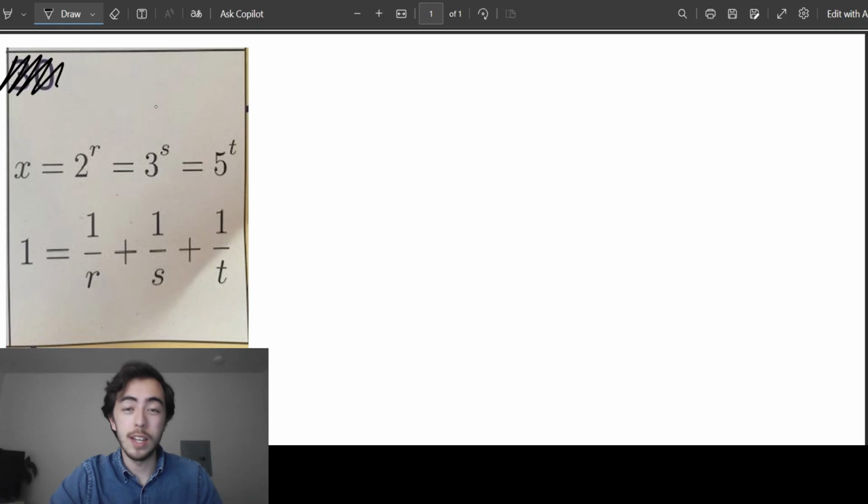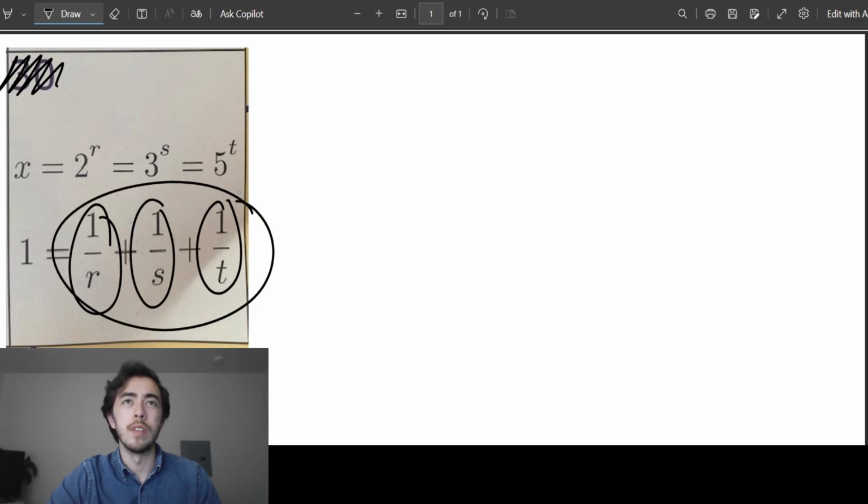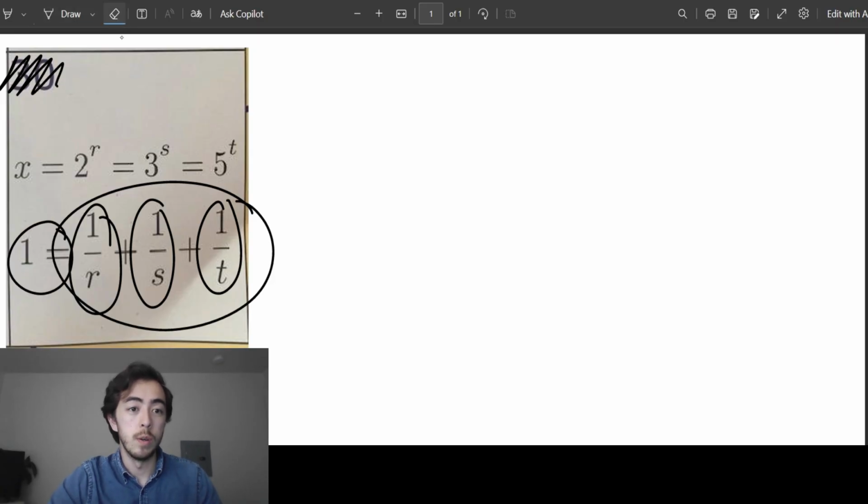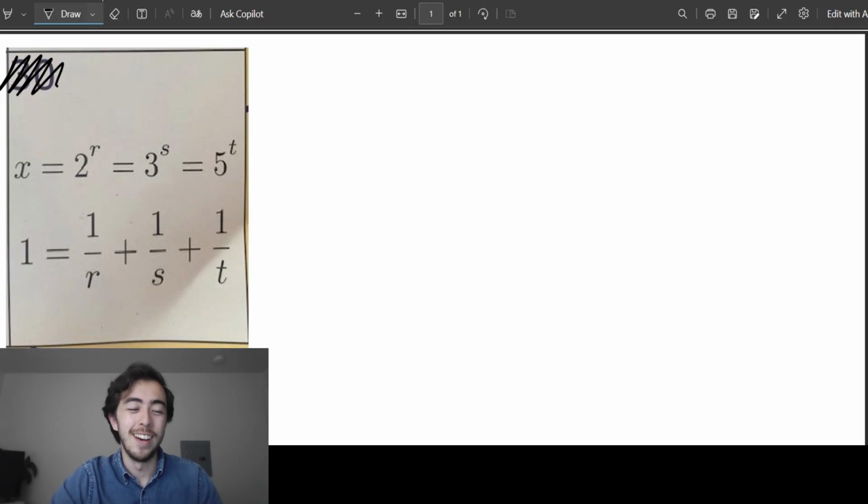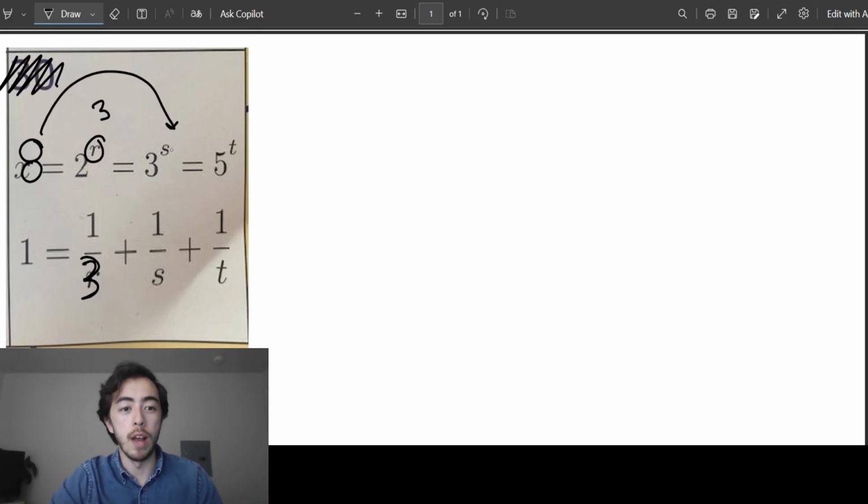And then we have some kind of condition that relates r, s, and t together, where the sum of the reciprocals of r, s, and t is going to be 1. So the sum is 1. And let's say r is, let's just pick a number, 3 real quick. So that would make x 8. Then we would need to put that 3 down here. And then this 8 would then suggest something about the number s.